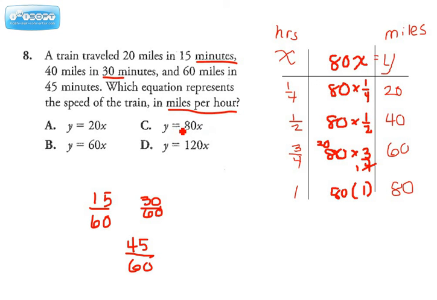Now before you pick that, you just want to make sure that you can eliminate choice D. You would want to try 120 times all the x values to see if you get y. And as long as you don't, then you're good to pick choice C as your answer.